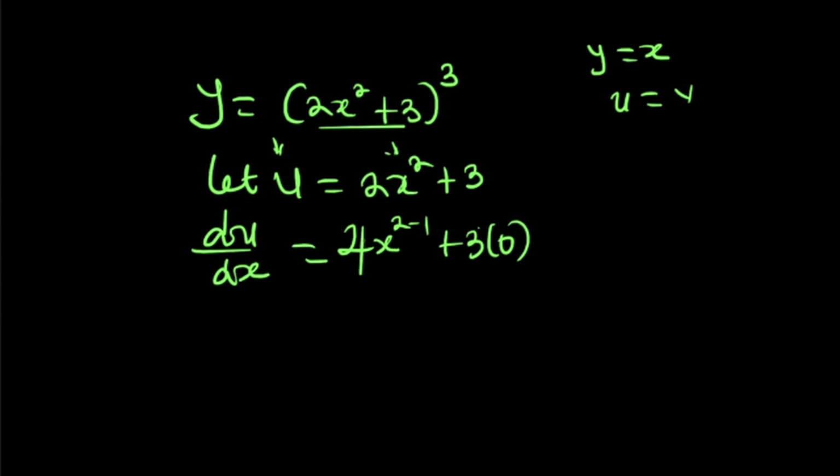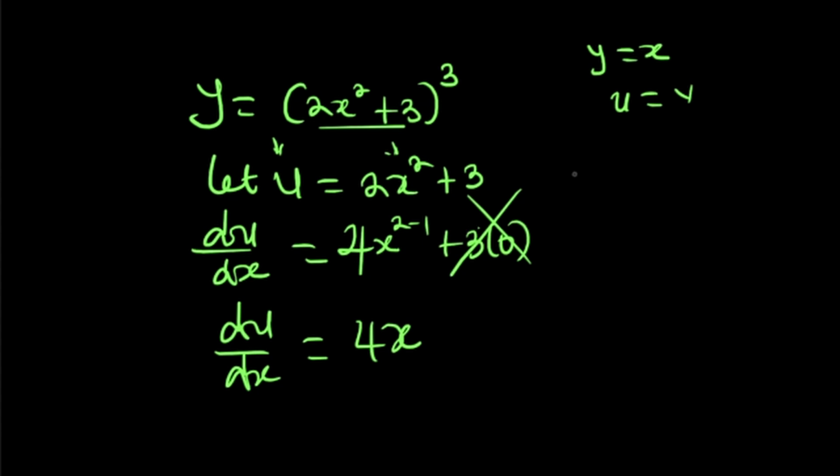Now, let's go ahead and simplify. So our du over dx will now be equal to 4x, right? Because 2 minus 1 will give you the 1. This now becomes 4x to the power of 1. The 3 times 0 goes away.